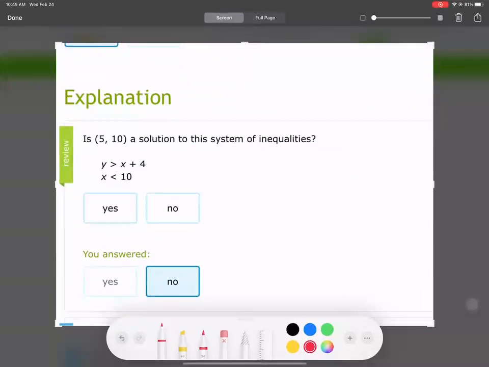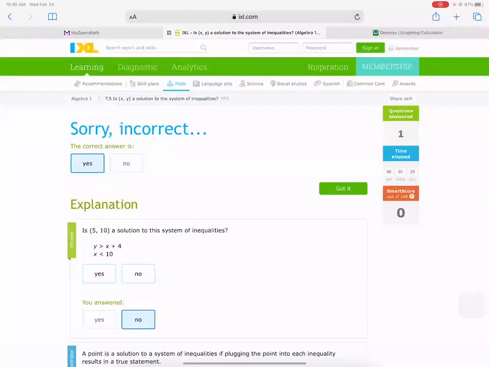I totally misread that. Y is greater than 5 plus 4. Is 10 greater than 5 plus 4? Oh my goodness. 10 is greater than 9. I think I flipped around the inequality on accident. Sorry about that. My goodness, copying it. That's a big deal.